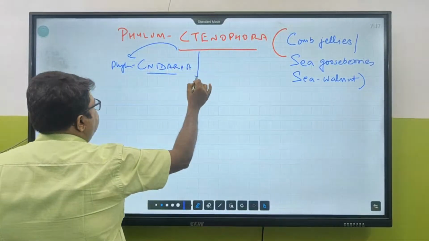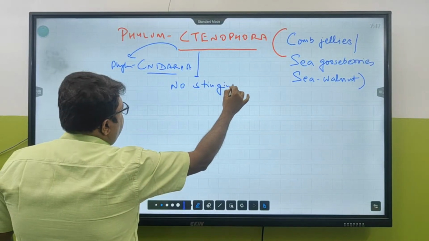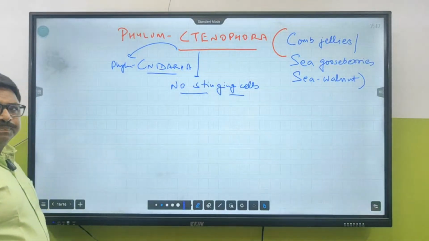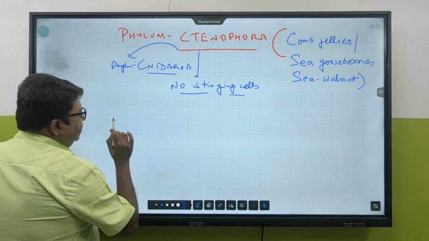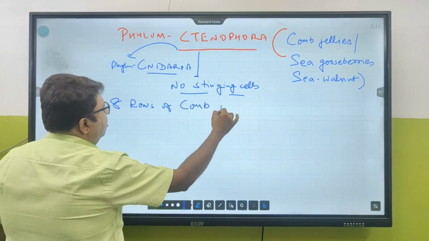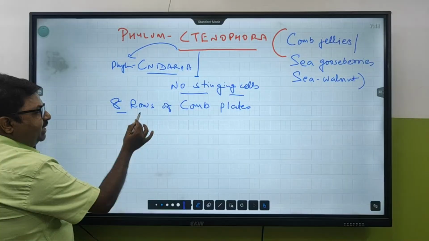So Cnidaria have stinging cells, but no stinging cells are present in Ctenophora. You can see in the figure, they have 8 rows of comb plates.